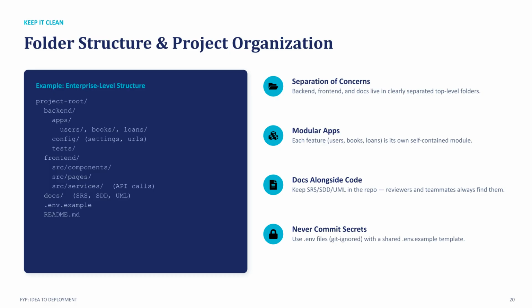Keep your project organized with a clean folder structure. Separate your backend, front-end, and documentation into distinct top-level folders. Group features into modular sub-apps. Keep your docs alongside your code for visibility, and never commit secrets. Use environment files and a shared example template instead.